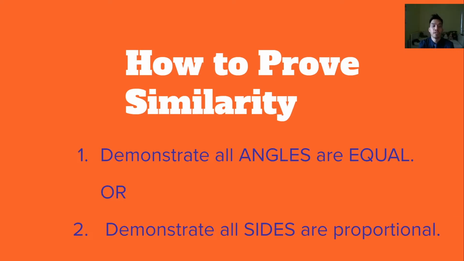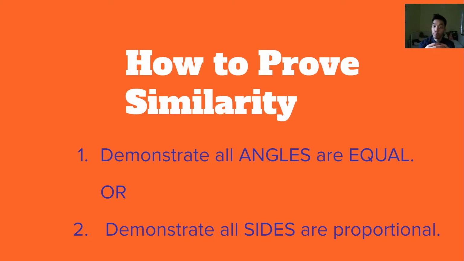How to prove two triangles are similar? You have two choices here. Number one, demonstrate all angles are equal. So using the F pattern, C pattern, or alternate angles or other angle tools that you learned last year. If you prove that all angles of both triangles are equal, then you can prove that both triangles are similar. And once both triangles are similar, you can also conclude now the sides are proportional.